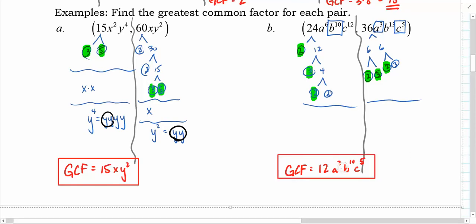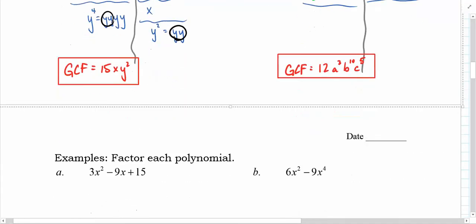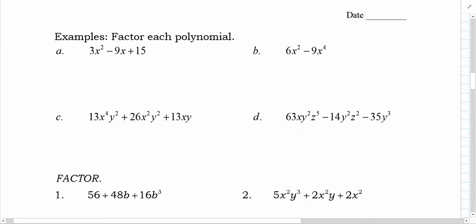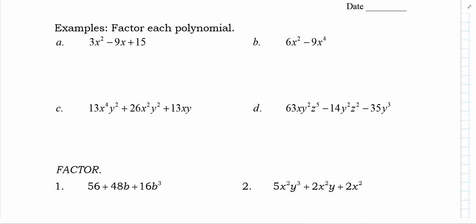Now we could have obtained each of these variables by writing them out. 6 a's, 3 a's, we would know that 3 are common. 10 b's in a row, 13 b's in a row, and we would know that 10 of those are in common. Same thing with the c value. So when it comes to actually factoring a polynomial, we use those same techniques.